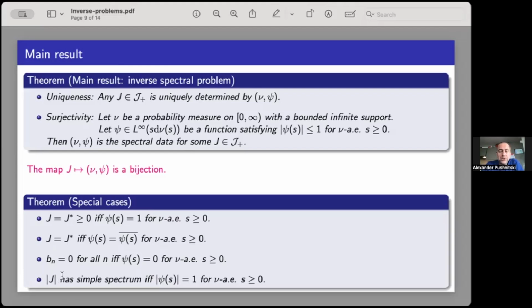Finally, mod J has simple spectrum. Remember that in general it has spectrum of multiplicity at most 2. So sometimes it is 2, sometimes it is 1. We say it has simple spectrum if and only if mod psi is 1. So if it is simple spectrum, then this psi is really a rotation. If the spectrum has multiplicity 2 somewhere, then at these points mod psi is less than 1. There is something more complicated going on.